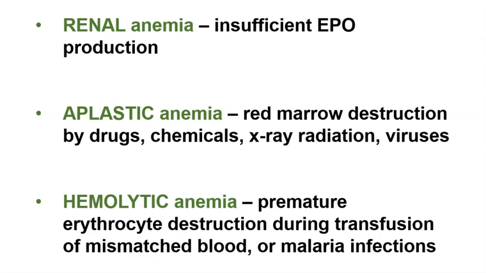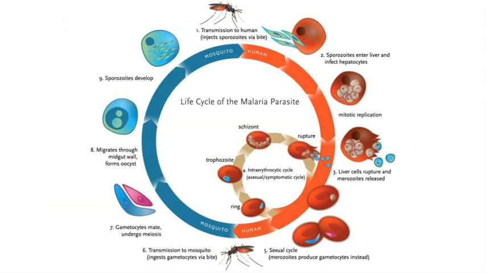Next we have hemolytic anemia, and hemolytic anemia is caused by the premature destruction of red blood cells. Hemolytic anemia can occur as a result of transfusion of mismatched blood, because the immune system will destroy the mismatched blood, or it can also be caused by infection by malaria parasites. Part of the life cycle of the malaria parasite involves a stage in which it reproduces in our erythrocytes. When the parasite reproduces in the erythrocytes, they will rupture and burst when they become filled with their parasite load.